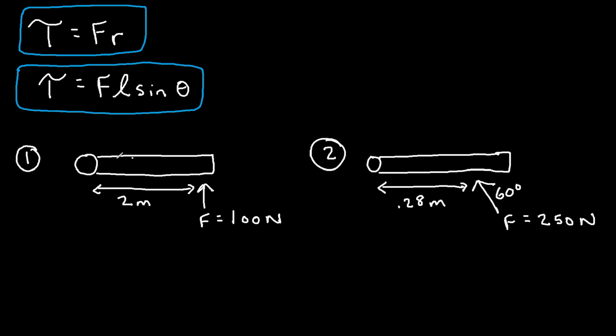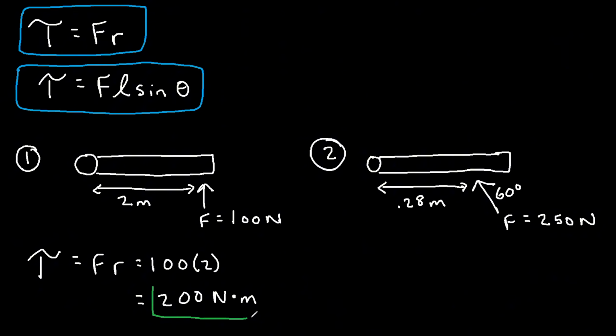Alright, so let's check out these two examples. Let's consider this first example. Let's say we apply a force of 100 newtons on this door, and we're applying it 2 meters away from the axis of rotation. In this scenario, the force that we're applying is perpendicular to the door. So to calculate the torque, all we have to do is take the force and multiply it by r, the lever arm. So in this case, the lever arm is this perpendicular distance right here, which is 2 meters. So all we get is 100 newtons times 2 meters, and that comes out to 200. And our units will be Newton meters. So that is the value for torque.